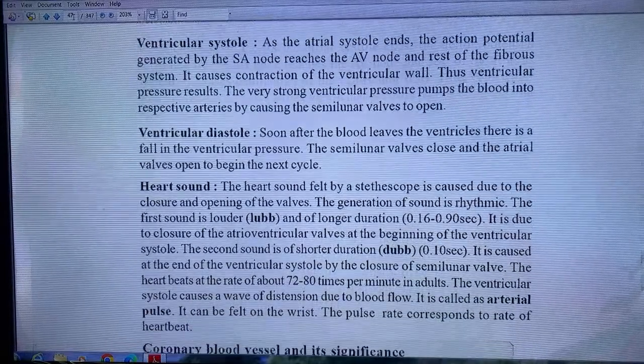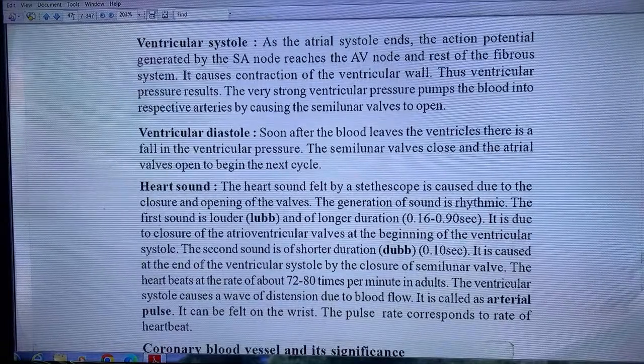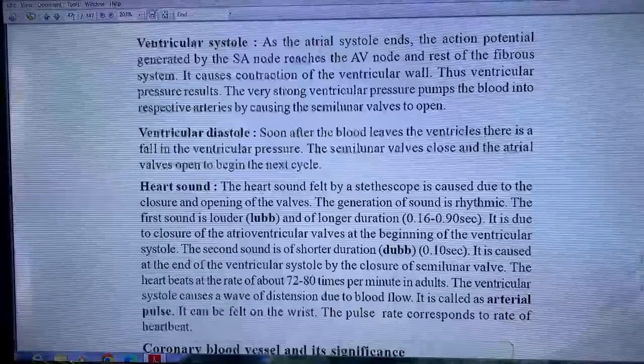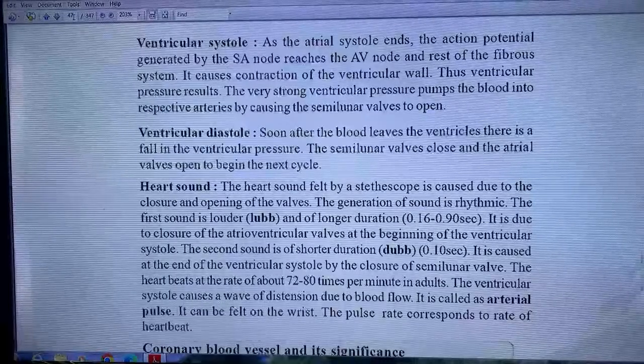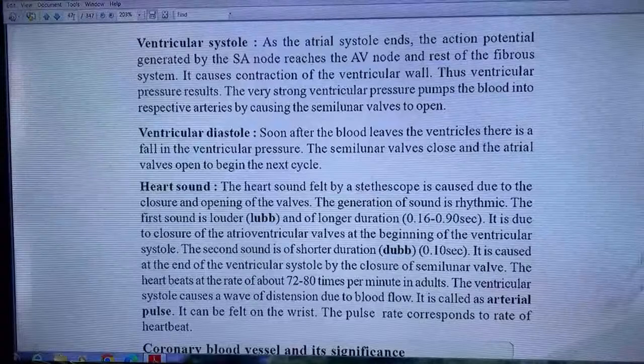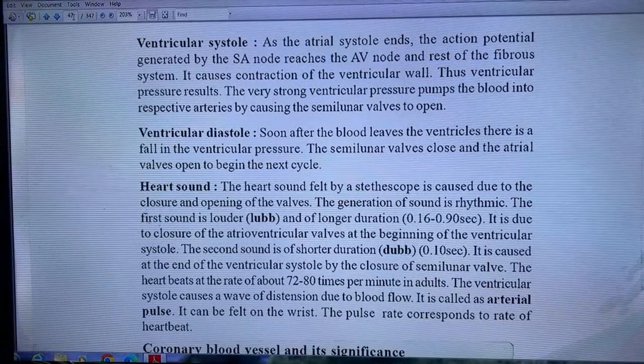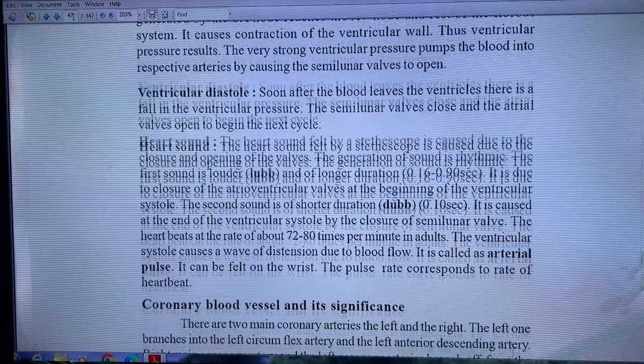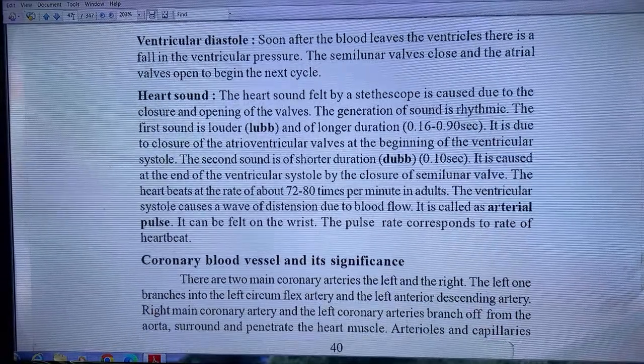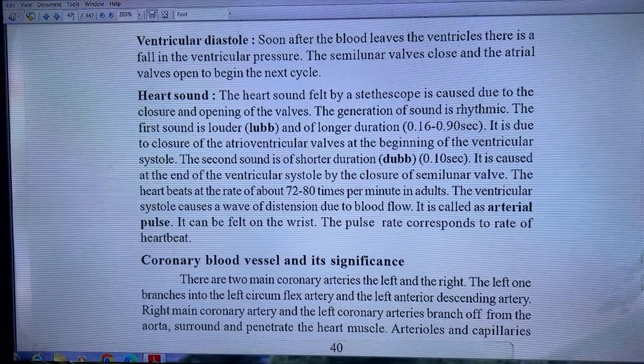Ventricular systole. As the atrial systole ends, the action potential generated by the SA node reaches the AV node and the rest of the fibrous system, causing constriction of the ventricular wall. Thus, ventricular pressure results. The very strong ventricular pressure pumps the blood into respective arteries by causing the semilunar valves to open.